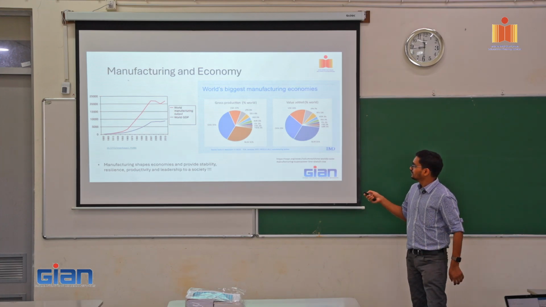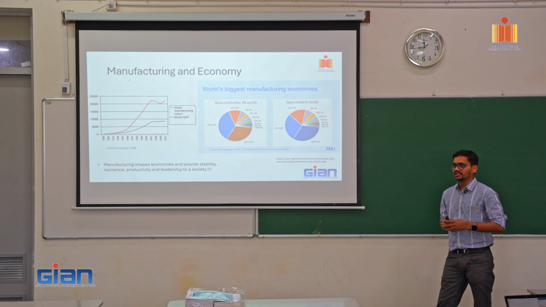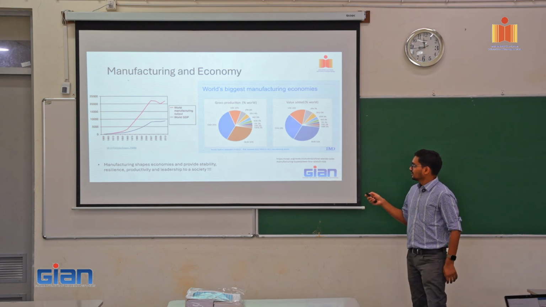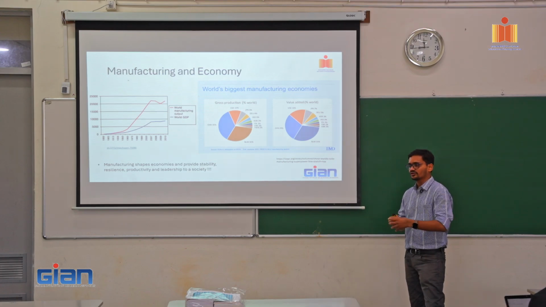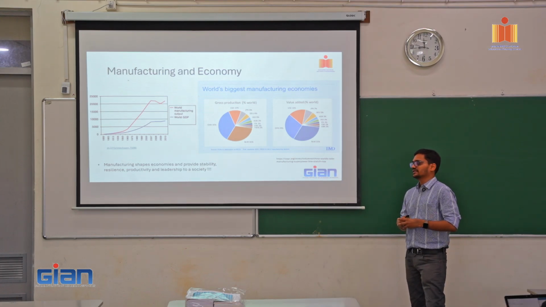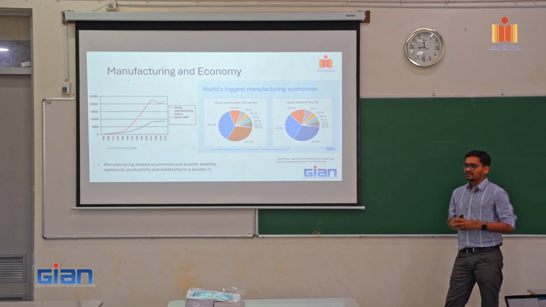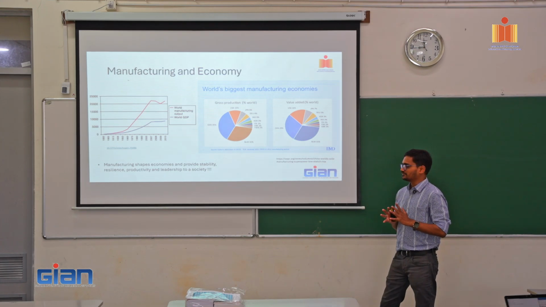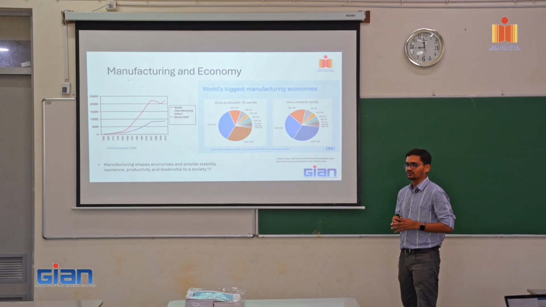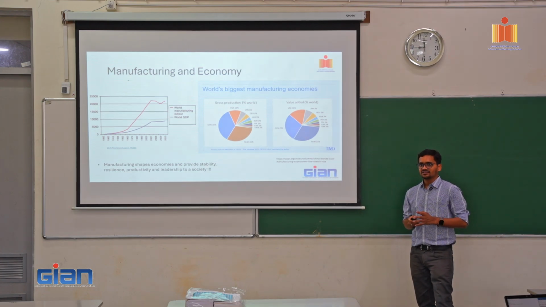For example, you can see there is a very close correlation between the amount of production and the amount of value added for several of the world economies. They follow a very similar percentage, which means that if you are able to produce more, you will be adding more to the world economy. So manufacturing helps in shaping economies, providing stability, productivity, and leadership. At the end of the day, we have to look at how to improve our manufacturing, how to make it more efficient.